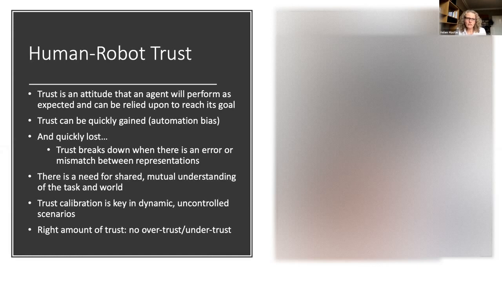So trust breaks down when there's an error, or even if it's more subtle, if there's a mismatch between representations or the mental model of what the system can do. So what we posit is that there's a need for this kind of shared mutual understanding of the task and the world. And bear in mind that this can be dynamic and can be uncontrolled. And we're not just looking at blindly trusting these robots, that wouldn't be good. So we want to look at trust, but the appropriate level of trust, so not over-trusting something and not under-trusting it. How we manage that trust, we think we can do through interaction.